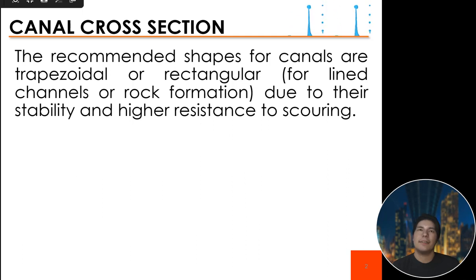Okay, so let's continue in canal cross-section. The recommended shapes for canals are trapezoidal or rectangular, for lined channel or rock formation, due to their stability and higher resistance to scouring.